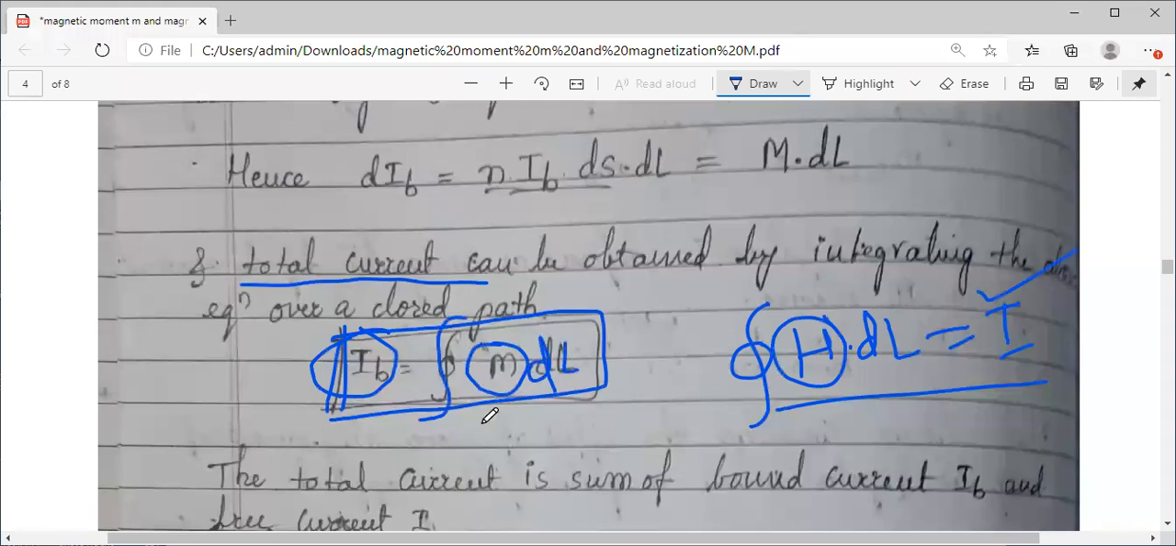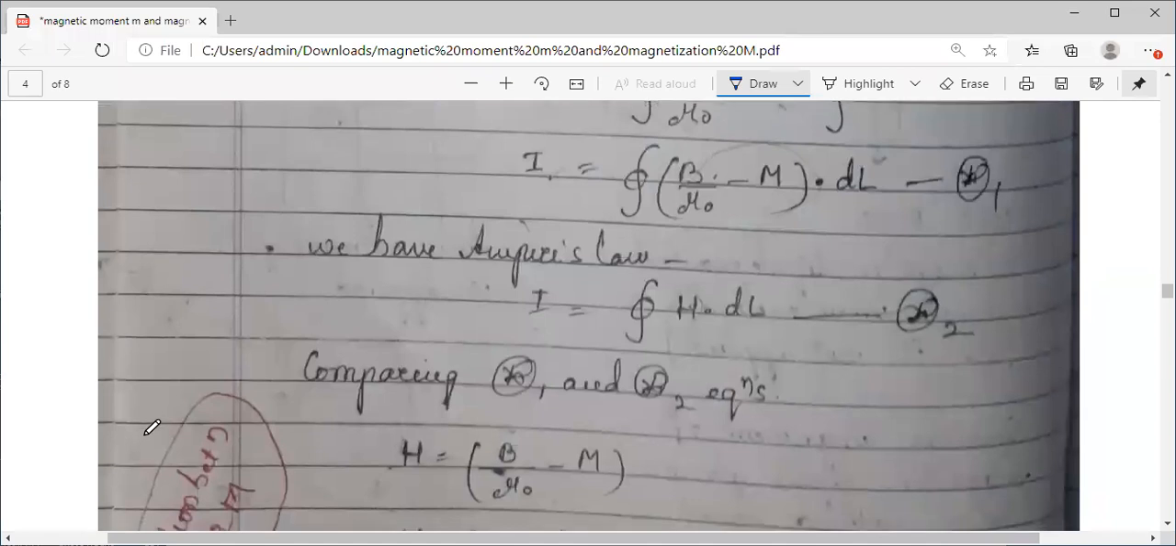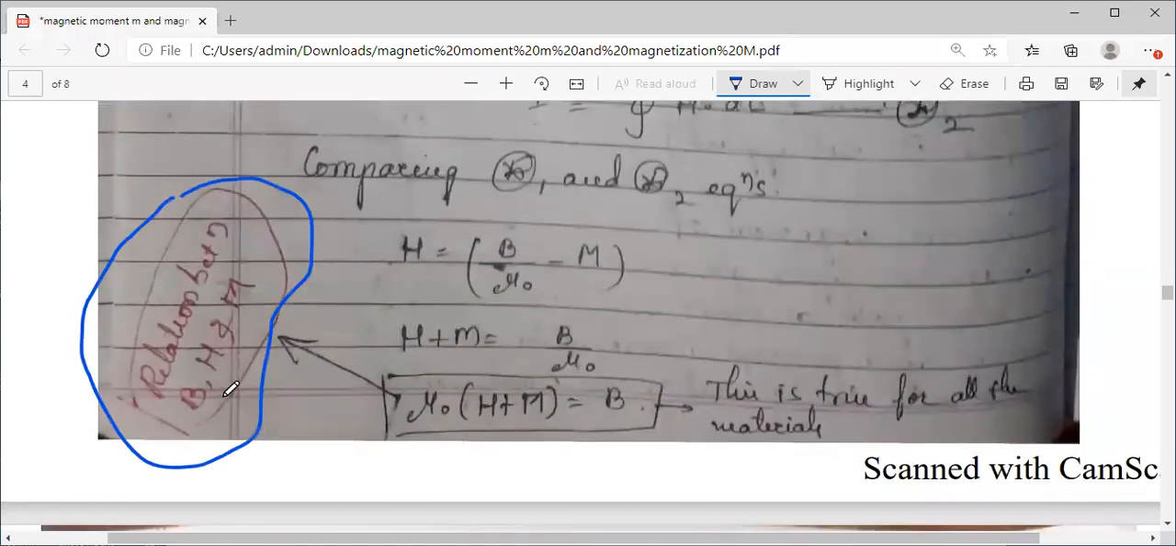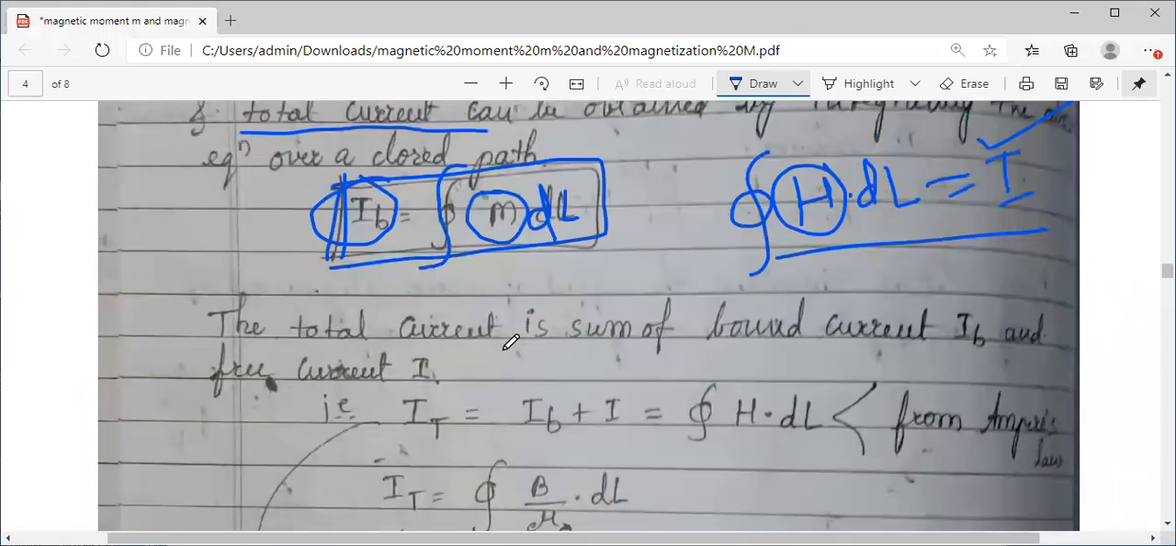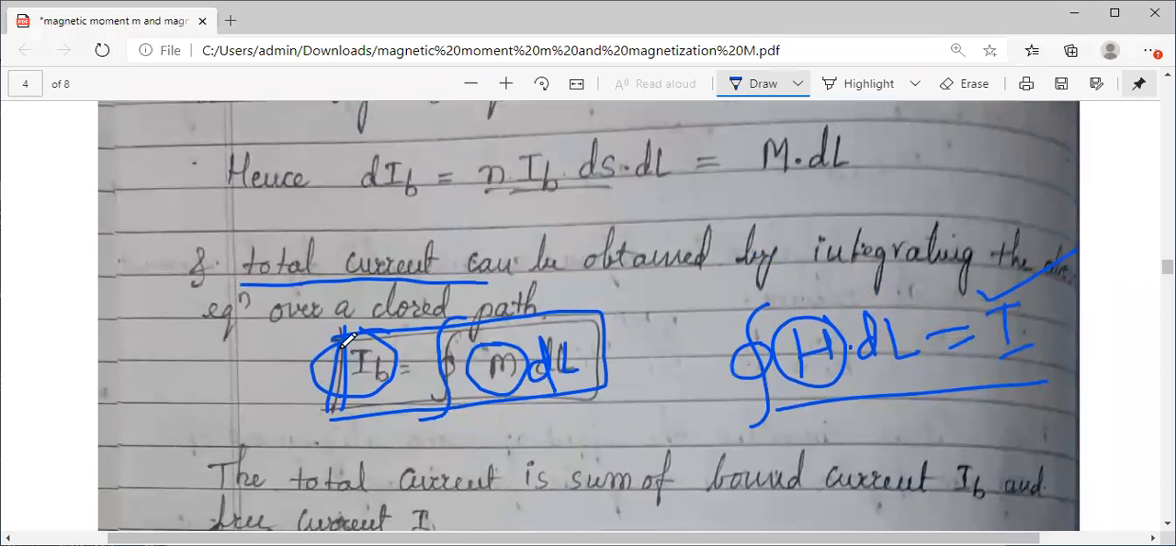Why I'm stressing this equation is that further we will try to derive some equations. The question will be something like, derive the relationship between B, H and M. B is your flux density, H is magnetic field intensity, M is magnetization. What is the relationship between these three? Obviously a field exists, and in the field the dipole moment aligns. How well a material gets magnetized is capital M. So there exists a relationship between all three, and we have to derive the mathematical expression. For that, this equation will be helpful for us. That's why the total bound current IB equals the line integral of m dot dl.